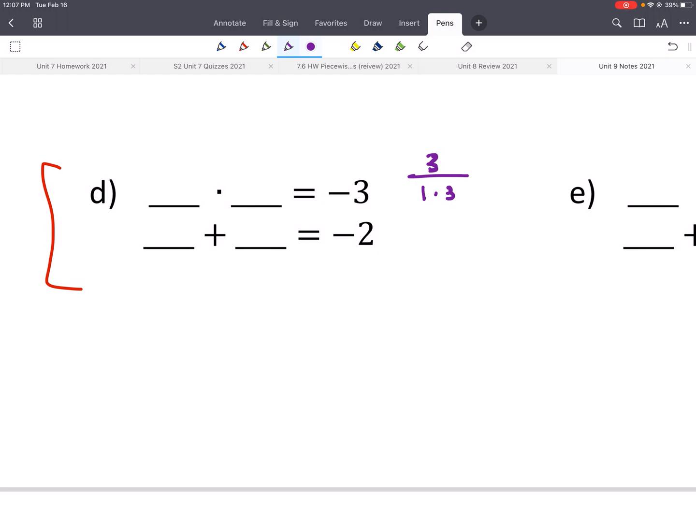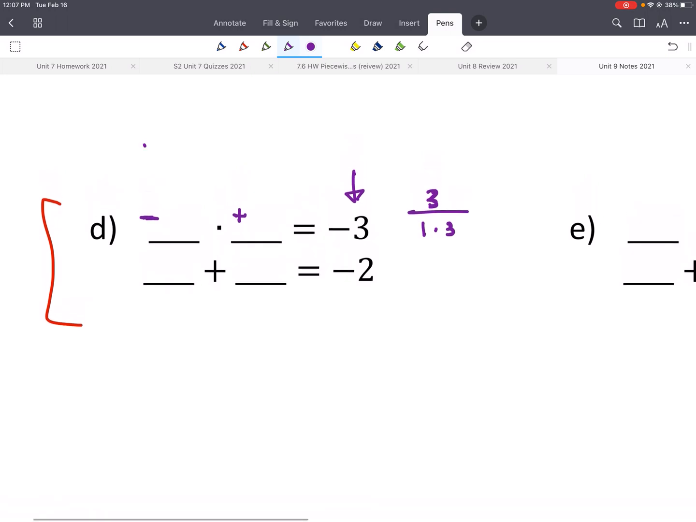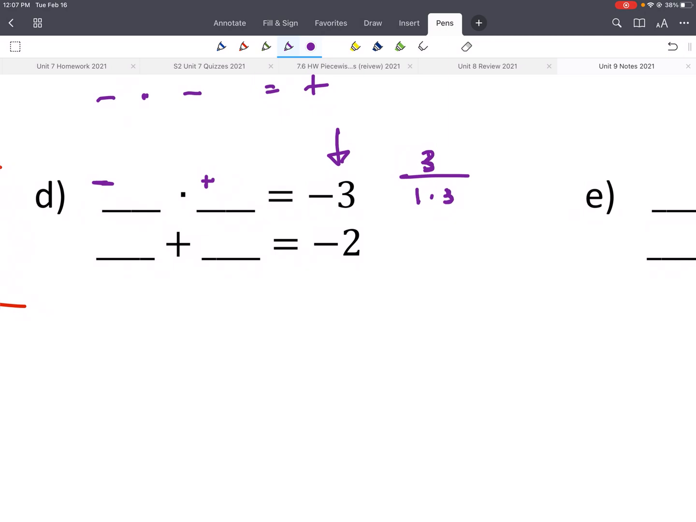Okay, if the two things multiply to give us negative, then we know that at least one of them is going to be negative and one is going to be positive. Because a negative times a positive will give us a negative, right? If they were both negative, a negative times a negative, that would give us a positive. And if it was a positive times a positive, we would still get a positive. So we know that one of these numbers has to be negative.